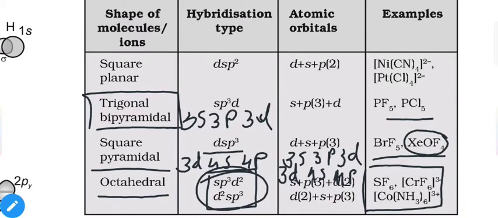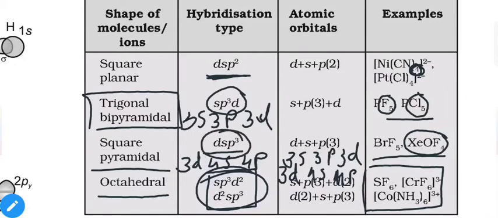So note here, we have a total of 4 orbitals: 1d, 1s and 2p. So the central atom will combine with 4 other atoms. Here we have a total of 5 orbitals: 1s, 3p and 1d. So the central atom will combine with 5 other atoms or elements.